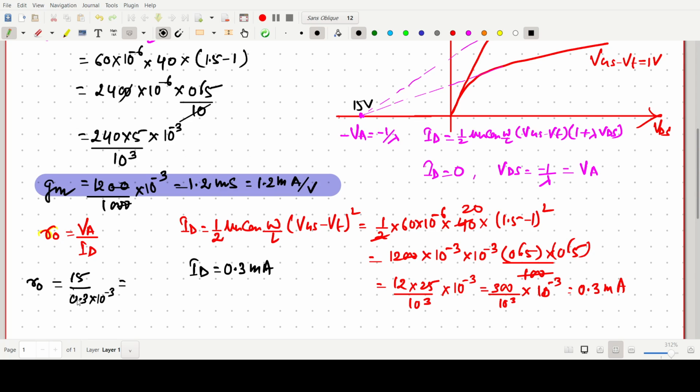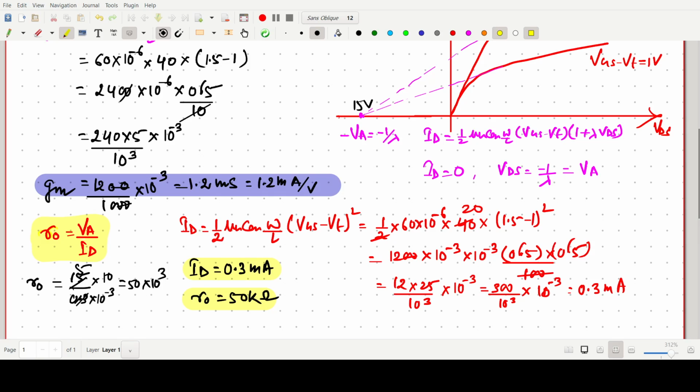So how we will solve? Remove this, 3, 5. So 50 into 10 to the power 3. So r naught equals 50 kilo ohm. So this one is the answer. ID will be 0.3, then r naught will be 50 kilo ohm by using this formula, VA by ID or 1 by lambda ID.